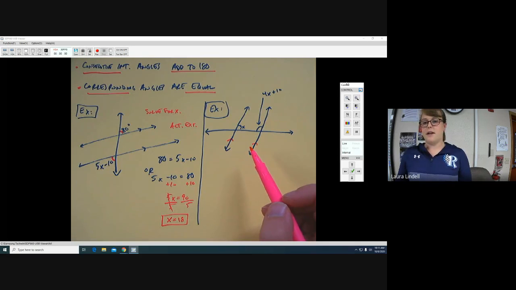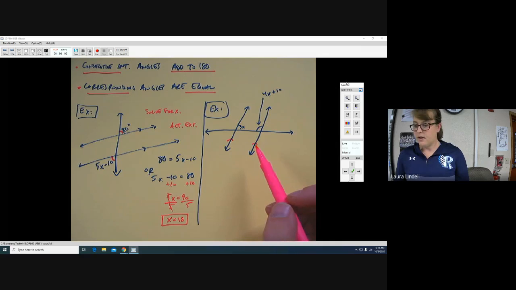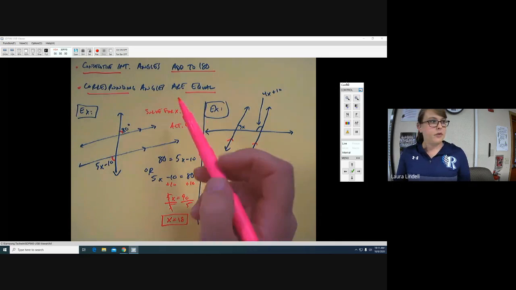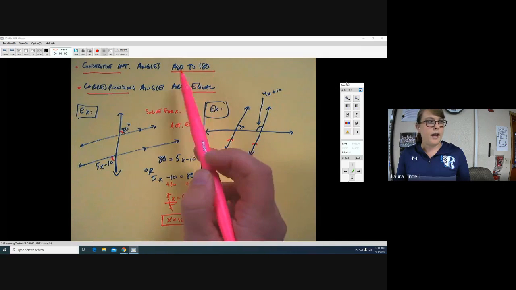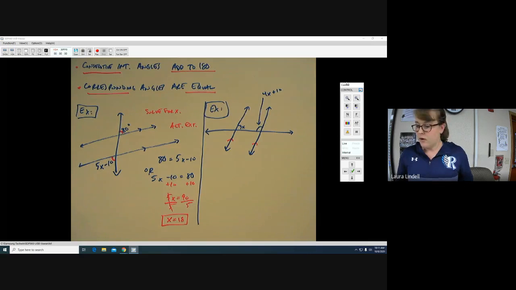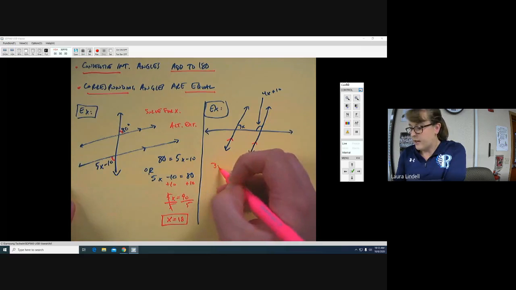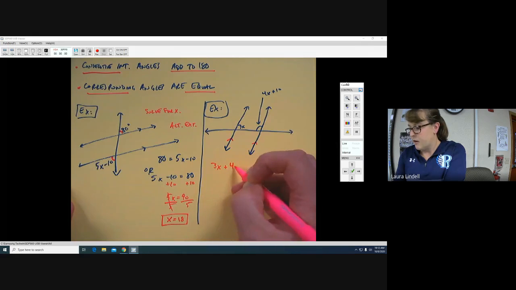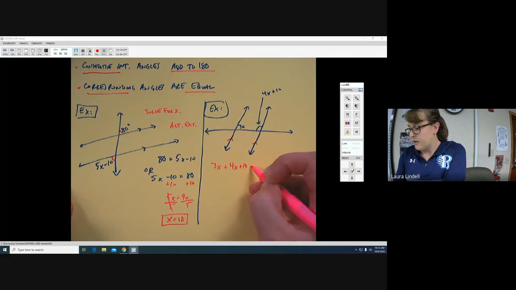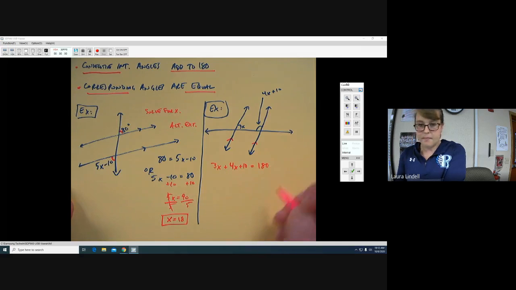Yeah, Samia's got it. Consecutive interior. And consecutive interior, if we look back up here, we know that those add to 180. So we're going to go for our equation setup, 3x plus 4x plus 10 equals 180.